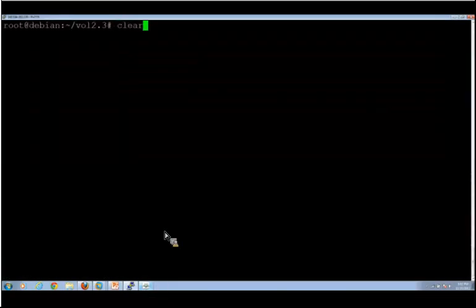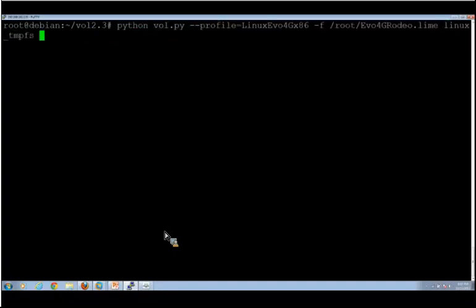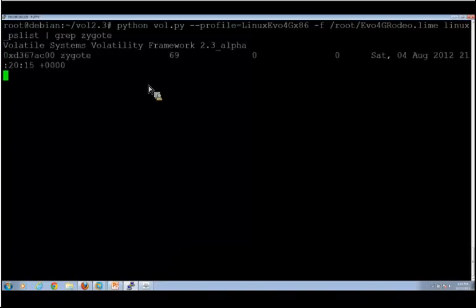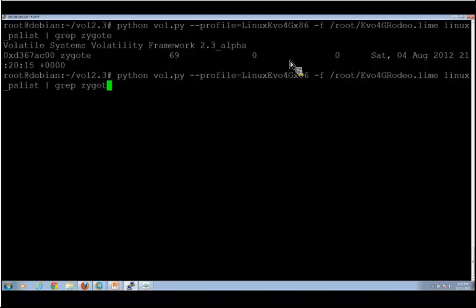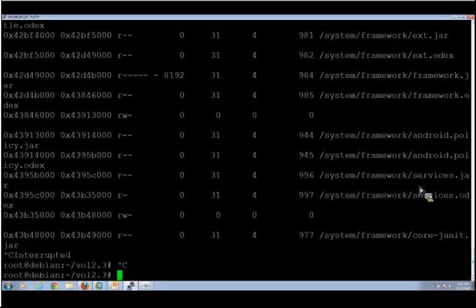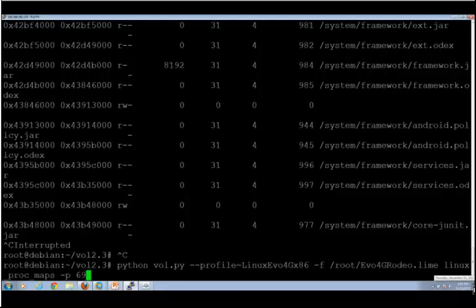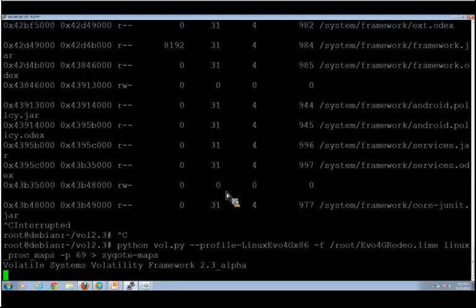So what we want to do is run our PSList plugin, and we want to look for the Zygote process. We get back the process ID and the start time, and now we want to look at its memory mappings, because this process is supposedly spawning all of the applications, so we want to see what's there. I'll pipe this to a file because there's a bunch of them, and the resolution's pretty small at this point.